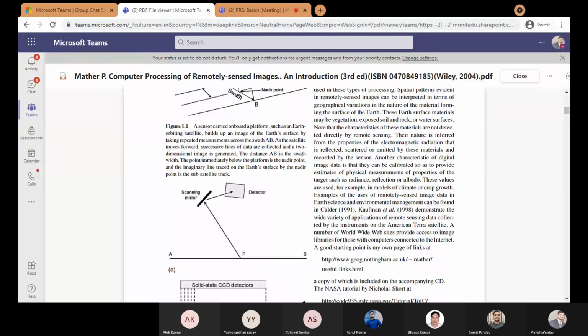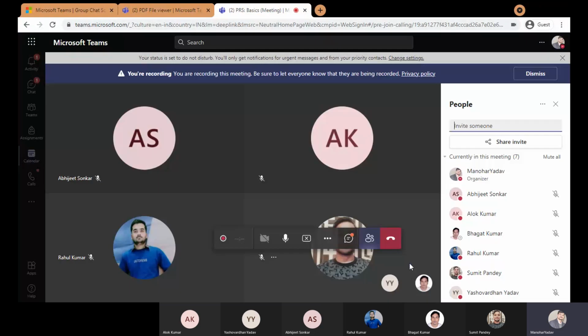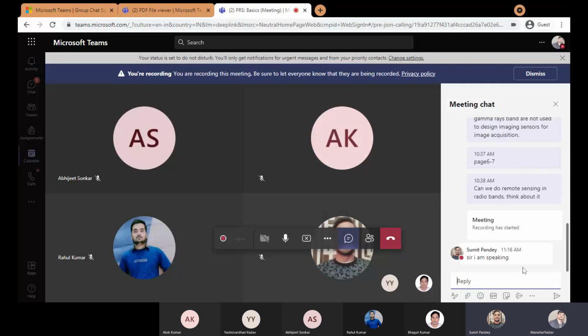Now my second query, which I also suggested you to go through: can we do remote sensing in gamma rays or X-rays? Sumit, you can respond. Sir, gamma rays have a larger wavelength, they will have less energy content. No. Gamma rays have shorter wavelength. Their wavelength is less than visible.